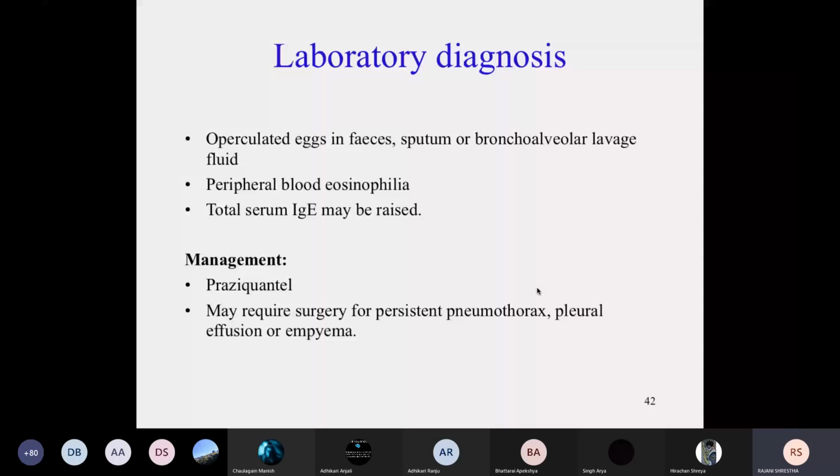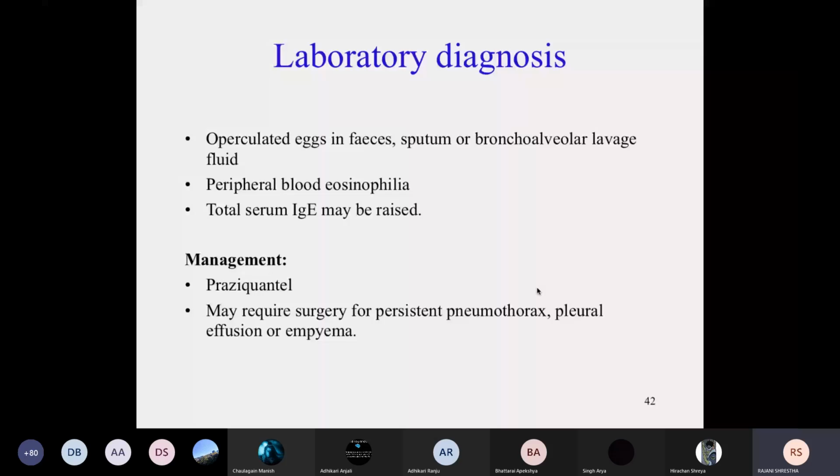So in these cases, you can use praziquantel, and you may require surgery if there is a persistent pneumothorax, pleural effusion or empyema. In the pleural effusion, there will be presence of fluid, okay? Whereas in the empyema, there is a presence of pus.